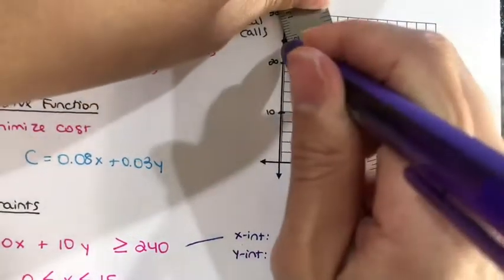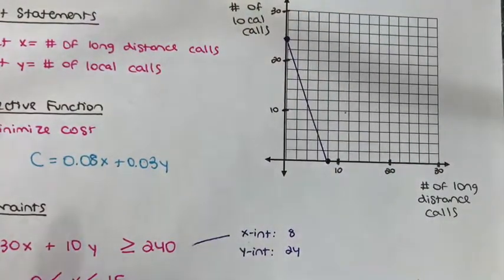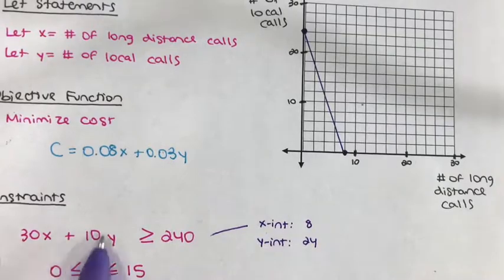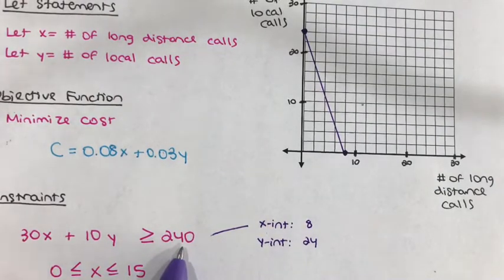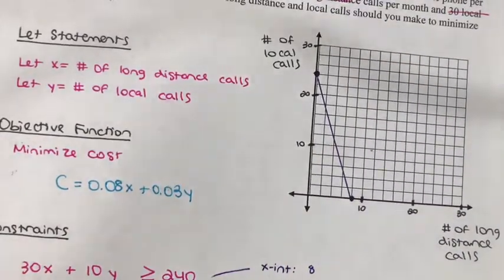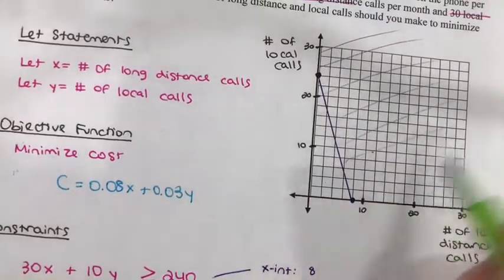Something like that. And when we plug 0, 0 in, so plugging 0 in for both of these says 0 is greater than 240. That is not true. So I need to shade away from 0, 0. So I'm going to shade over in this direction.